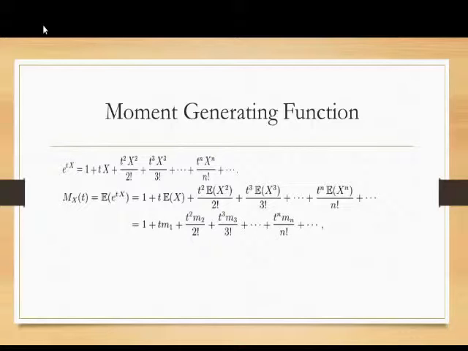One of the important things to note here is that when you take the expected value, and expected value is linear, you get 1 plus theta times the expected value of x, plus theta squared over 2 factorial times the expected value of x squared, and so on. So all of the moments are sitting in this function. And that's exactly why it's called a moment generating function, because all of the moments are embedded into this function. And you can get them out.